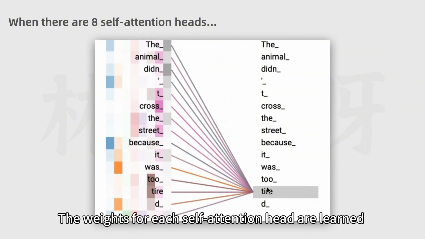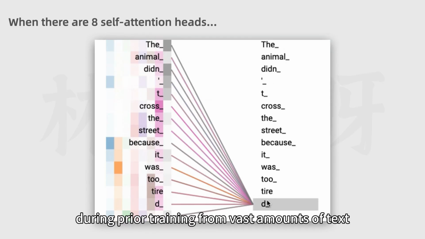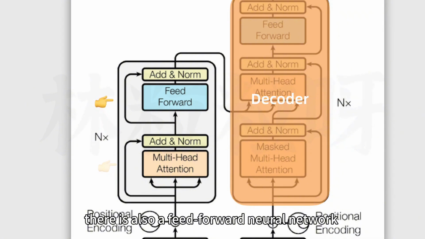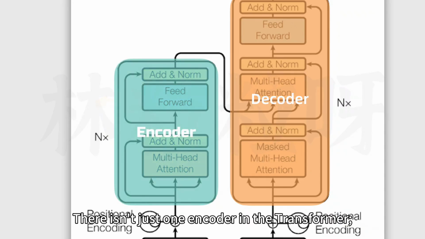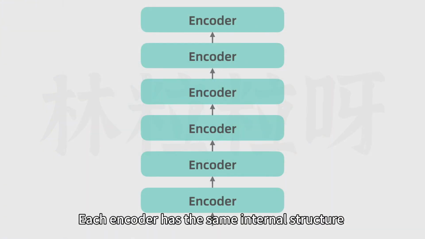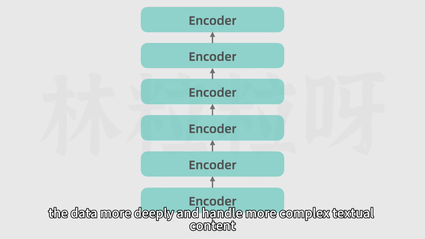The weights for each self-attention head are learned and adjusted by the model during prior training from vast amounts of text. Following the multi-head self-attention, there is also a feed-forward neural network that further processes the output of the self-attention module, enhancing the model's expressive power. There isn't just one encoder in the transformer, multiple are stacked together. Each encoder has the same internal structure but does not share weights. This allows the model to understand the data more deeply and handle more complex textual content.